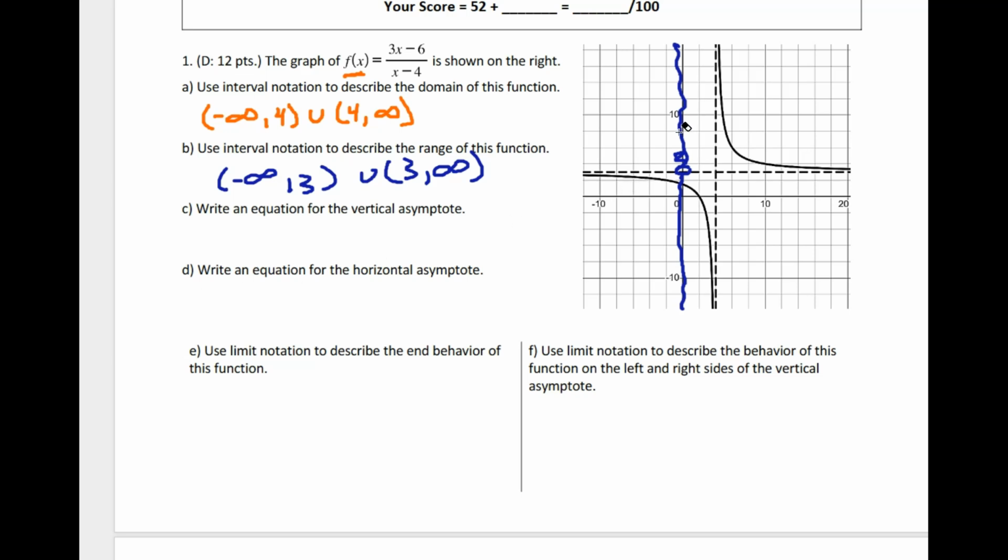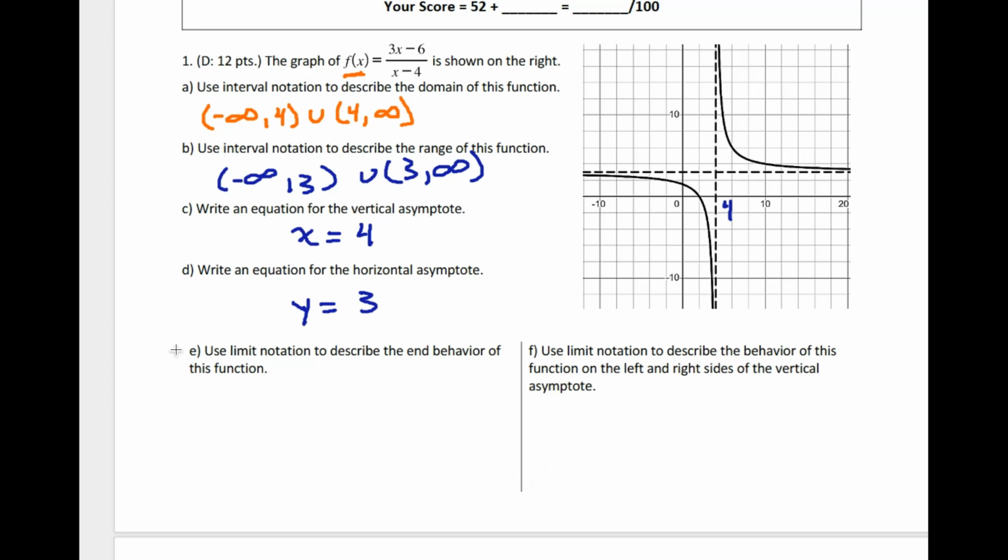All right, so now it asks for an equation for the vertical asymptote. So this is a vertical line, and vertical lines have the form x equals something. So this is going to be x equals 4. That's this value right here. And the horizontal asymptote, well, the equation for a horizontal line is y equals something. In this case, y equals 3.